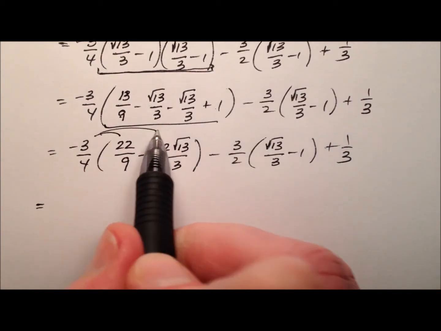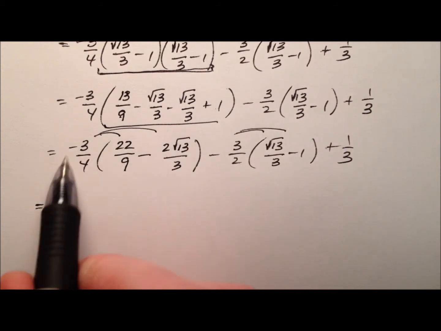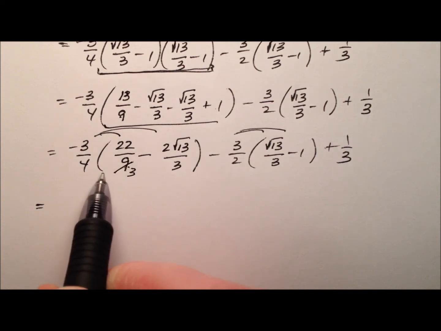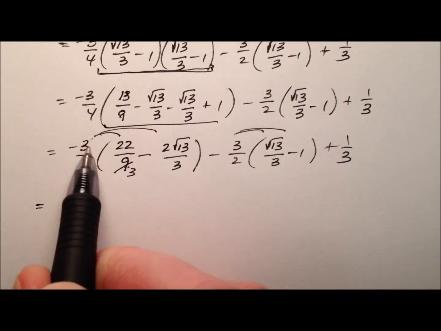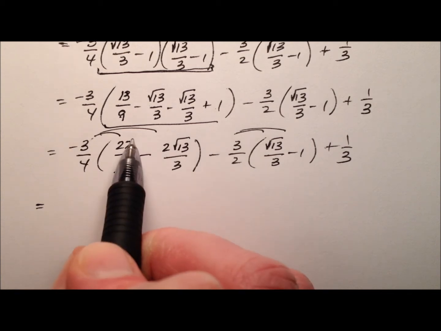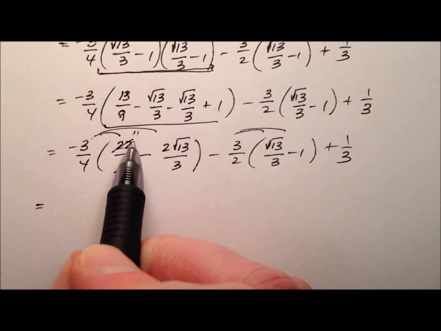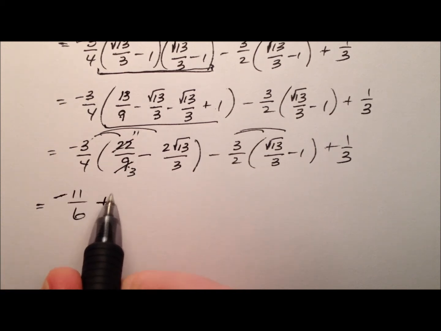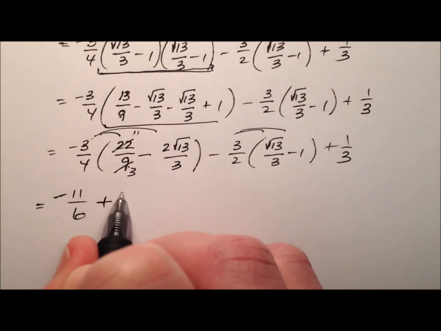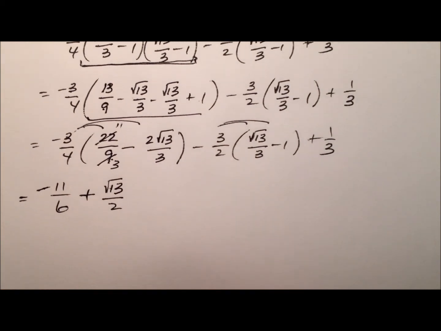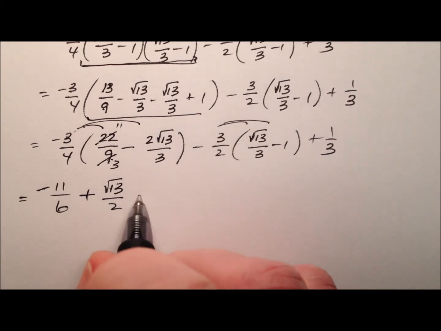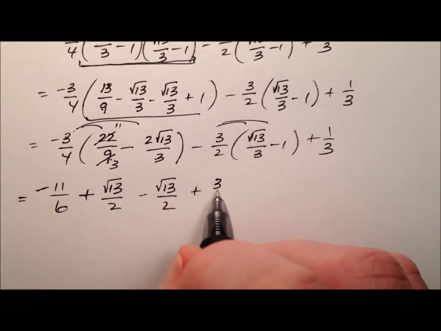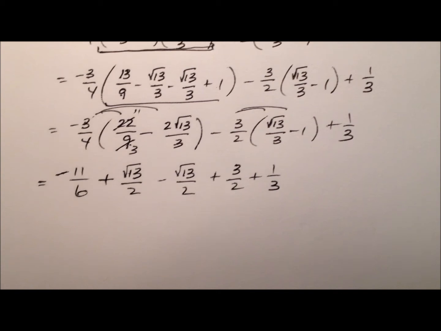All right, so let's distribute here and here, here and here. And so we can reduce some stuff here. So the 3 and the 9 can go to 1 and 3. And so I'll make that a 3. I'll cross that out as a 1 because we still need to use that 3 over here. And that guy will go to 2, and that guy will go to 11. So it looks like we have -11/6 when we work that all out. Plus, let's see, the 3's will cancel, and we'll have the square root of 13 over 2. Okay. And then this distribution, the 3's will cancel, so negative radical 13 over 2. Let's see, plus 3/2 plus 1/3.